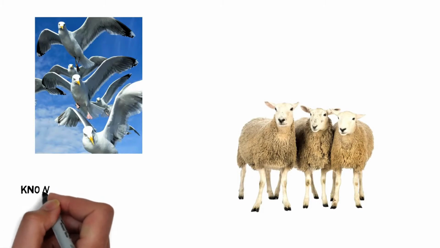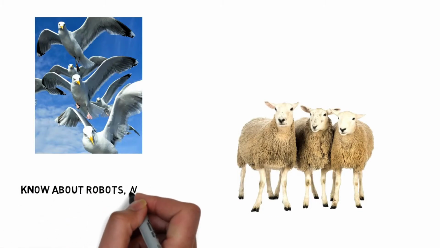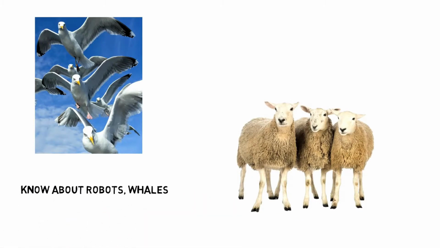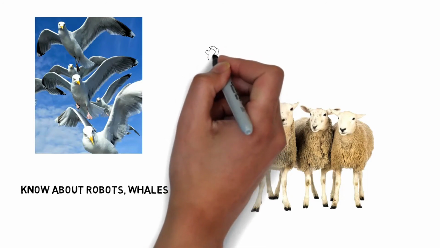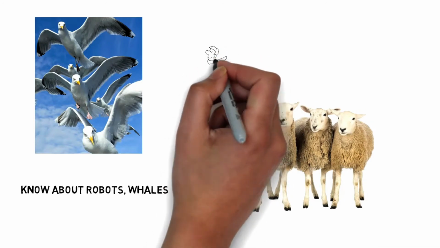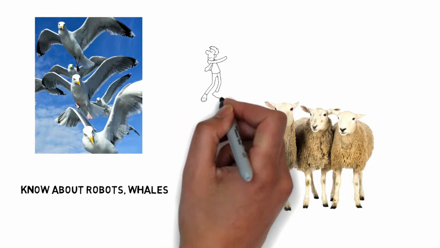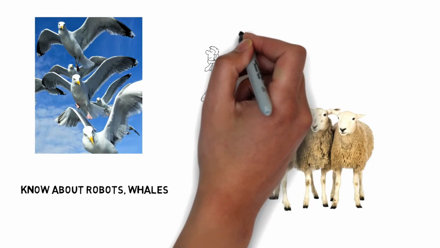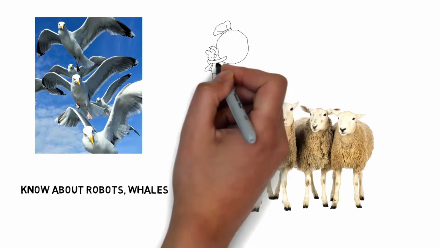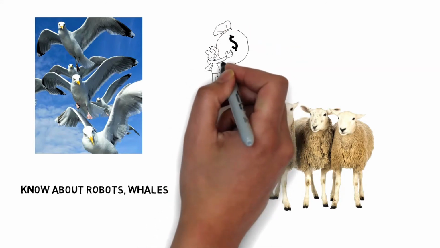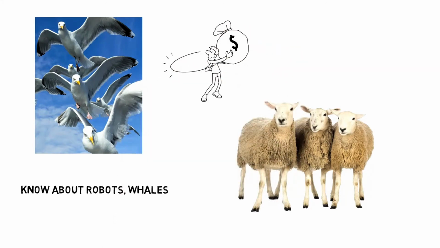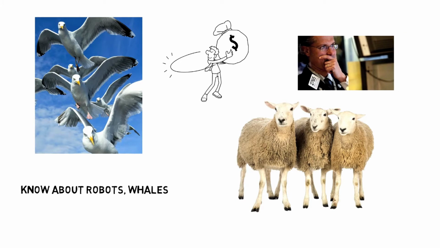The seagulls know about robots, they know about whales, and they have a plan of attack. They're happy to let the whales and the dolphins bring the fish up to the surface, and they just sit up there on top of them and wait for the fish to boil up, and they just pick off the profits. They know they can't move the market. They're following, they're watching, they have a plan.